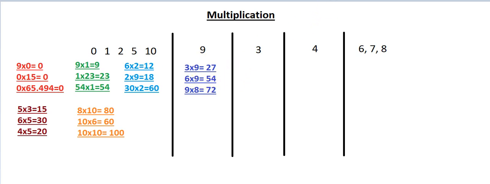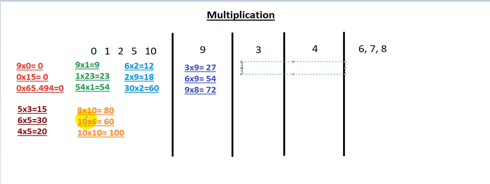For 3, I basically have to remember by heart. So 3, 6, 9, 12, 15, 18, 21, 24, 27, 30. I have to remember these by heart.